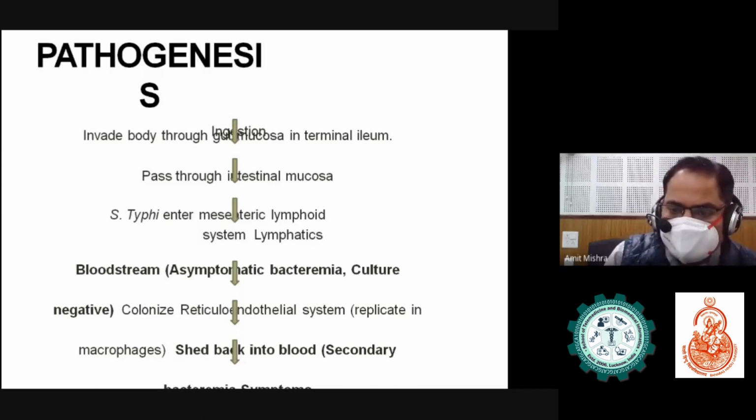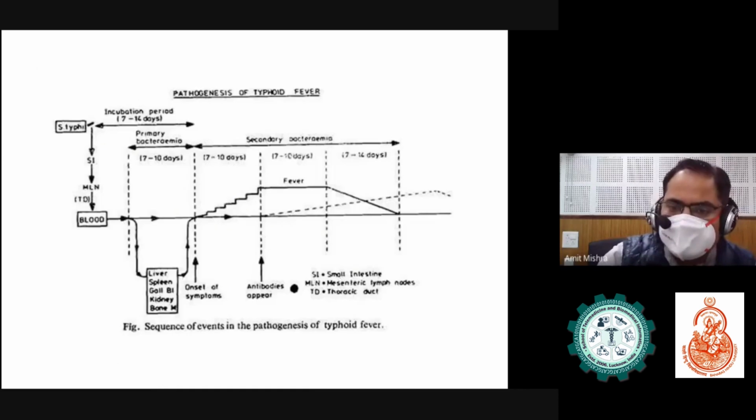This is the asymptomatic bacteremia. In this phase, culture will become negative, and after that they colonize in the reticuloendothelial system and replicate in macrophages. Then again they spill back into the blood. This is the secondary bacteremia, and the symptoms arise in the secondary bacteremia.